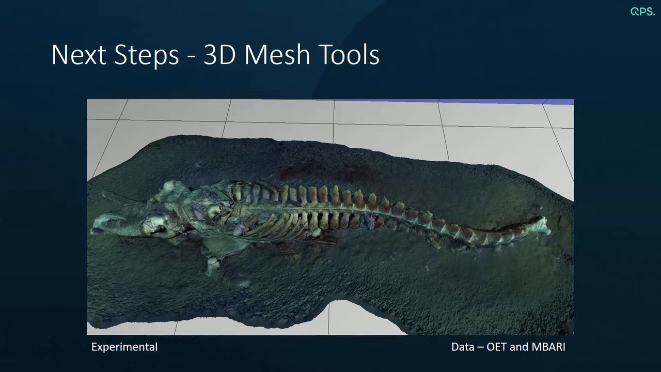Using a slightly different example, this impressive whale fall data was recorded as ROV video by the Ocean Exploration Trust on board the EV Nautilus, with a 3D mesh created by the Monterey Bay Aquarium Research Institute.